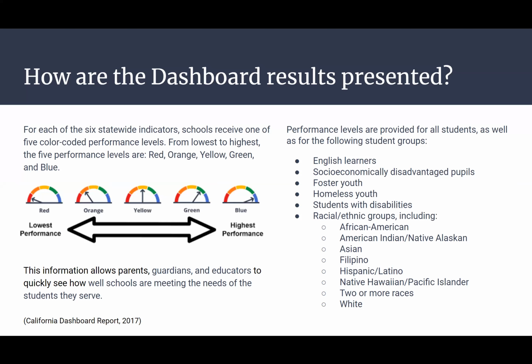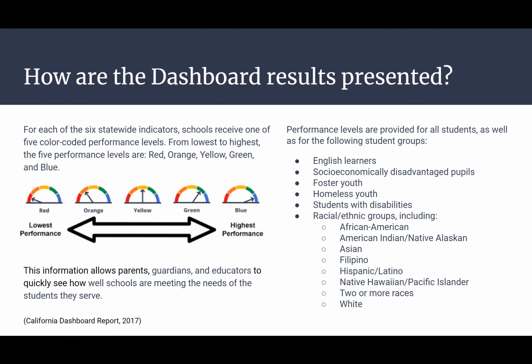And performance levels are provided for all students, an overall performance level. And then there are also indicators that break it down by student subgroups. And those subgroups include English learners, socioeconomically disadvantaged students, foster youth, homeless youth, students with disabilities, and then a variety of racial and ethnic groups. So a lot of different information is provided.